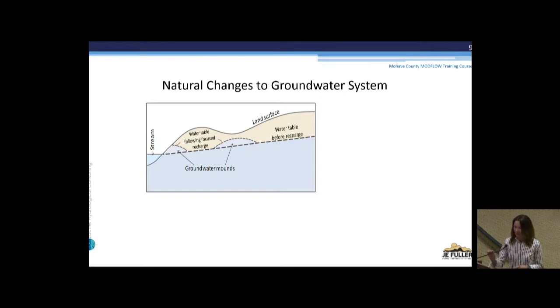But there are ways that natural systems change, and one of those ways is if you have, I'm going to move away because I can't stand being tethered.